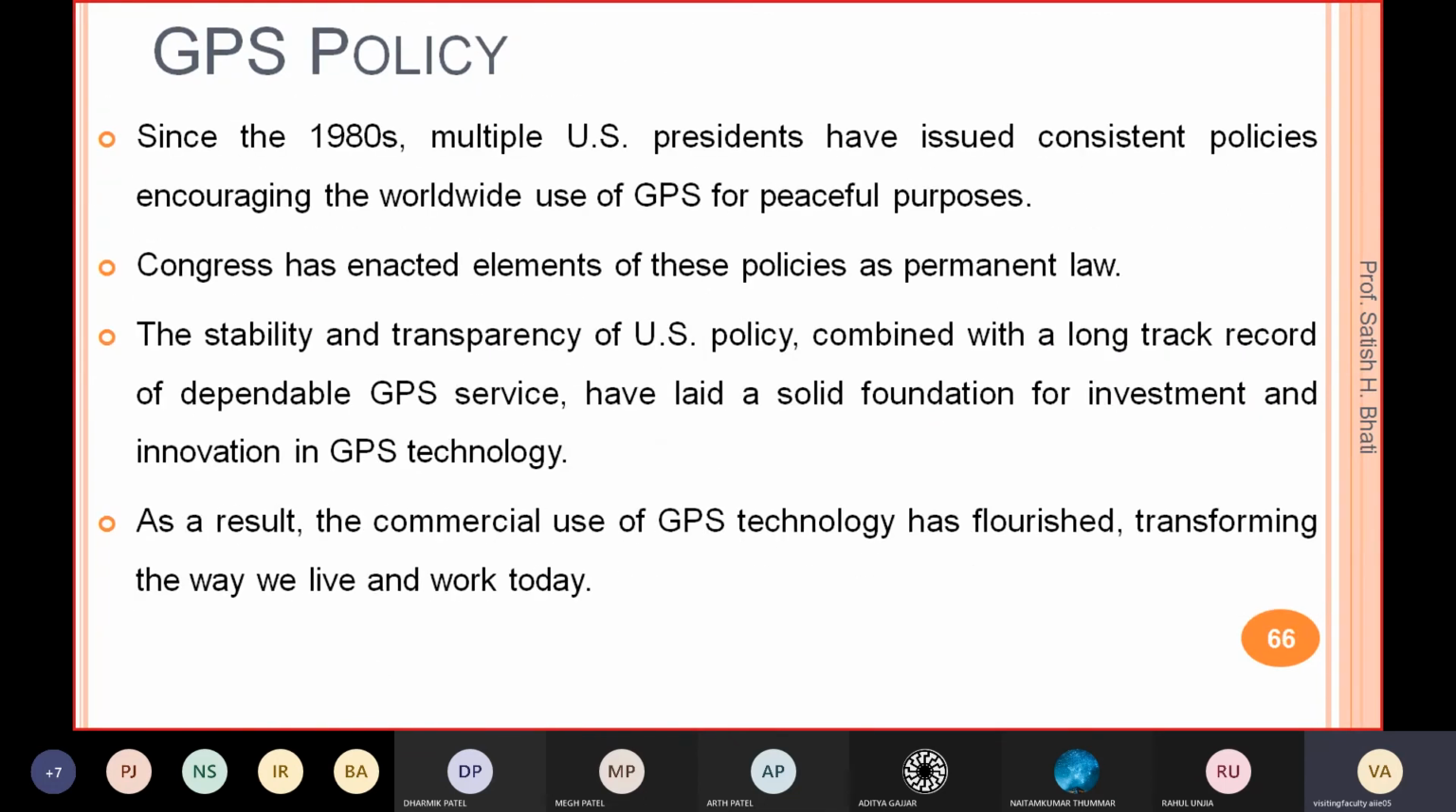Now let's see the GPS policy in detail. Since the 1980s, multiple US presidents have issued policies encouraging the worldwide use of GPS for peaceful purposes, right? For use of the GPS for positive, or we can say good, purposes, right?